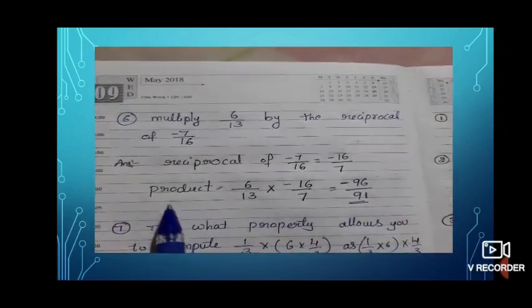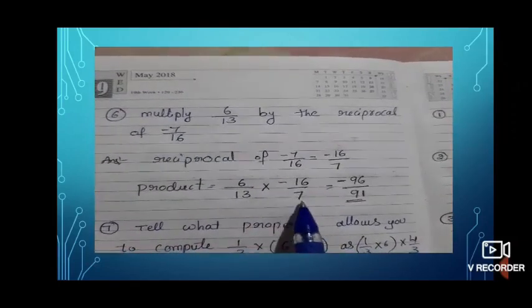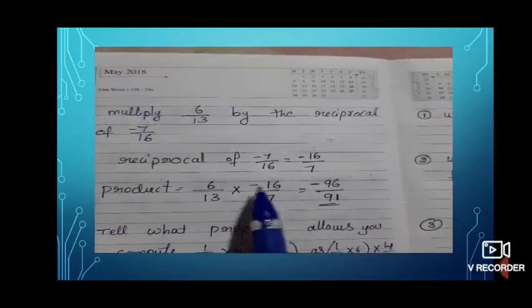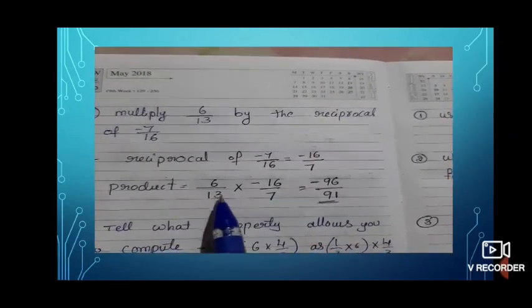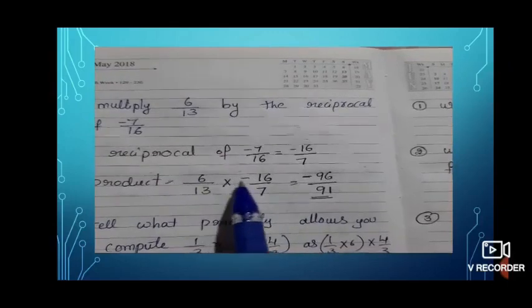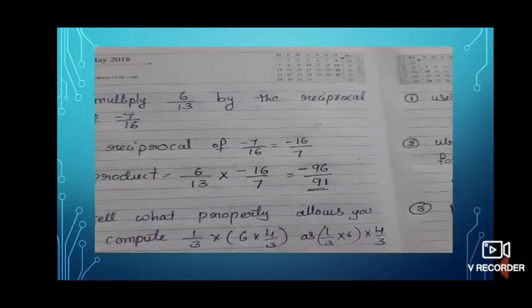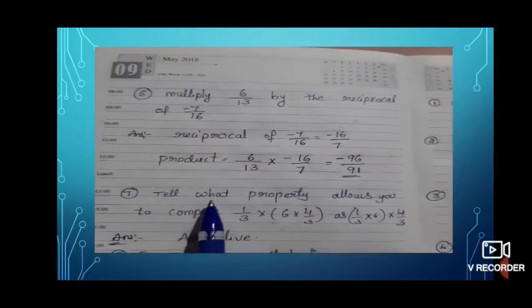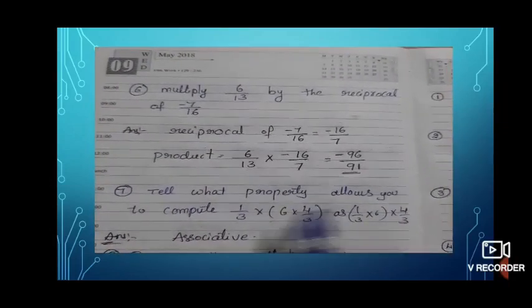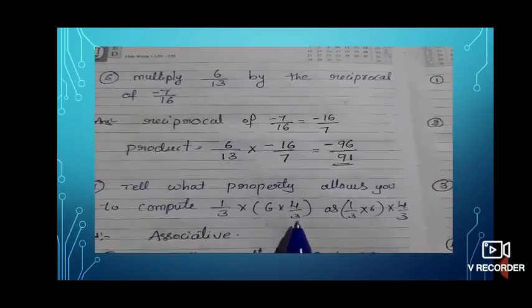So now we have to find the product of these two numbers. So 6 by 13 into minus 16 by 7. If we multiply numerator into numerator by denominator into denominator, plus of minus, minus 6 into 16, 96, 13 into 7, 91.